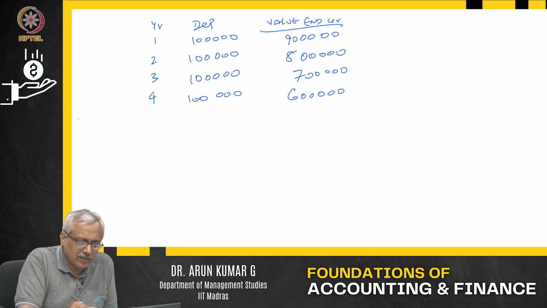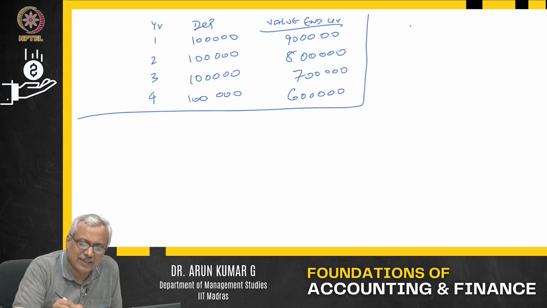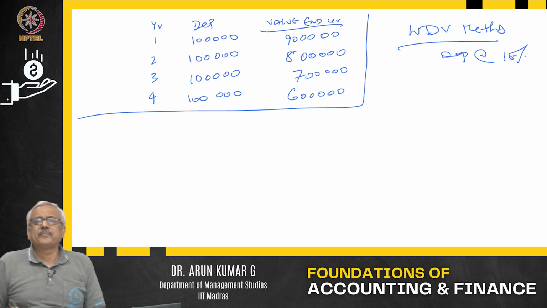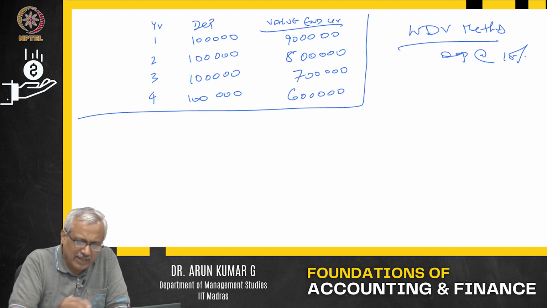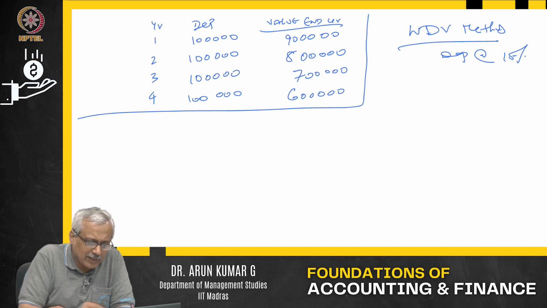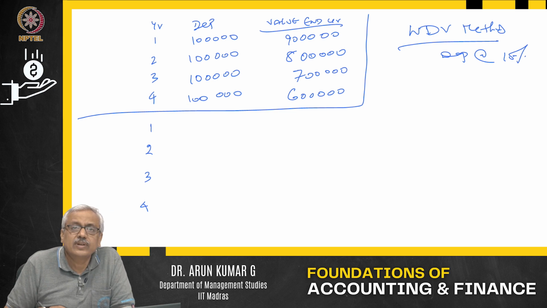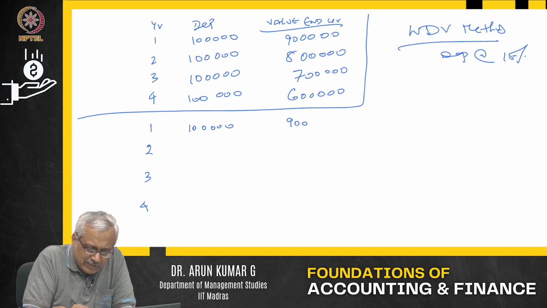Under the second method, what happens out here? Very simple. Under the written down value, WDV method, I say the machine depreciates at 10% every year. When I say depreciates at 10% every year, what happens? Same thing, year 1, 2, 3 and then 4. What is the depreciation? Value of the machine is 10 lakhs, 10% of 10 lakhs is 1 lakh, first year depreciation is 1 lakh. So value of the machine is 9 lakhs.